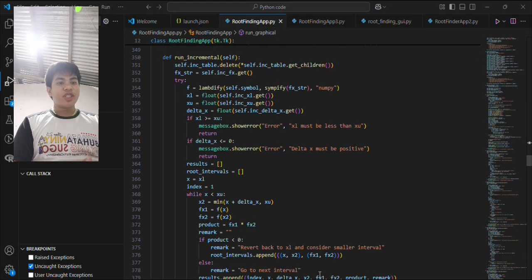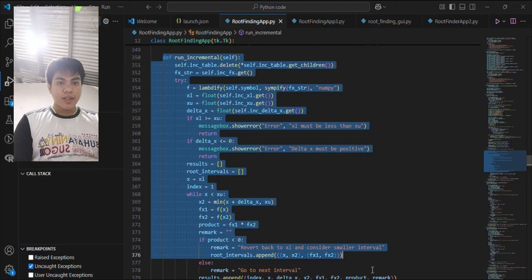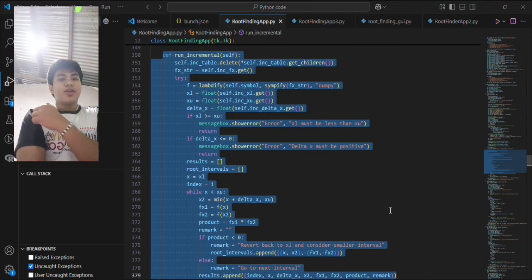Incremental search method checks a function's value at regular intervals, starting from a given point and moving by a fixed increment. It finds a subinterval where the function changes sign, meaning a root likely exists in the interval. So here in run incremental, let's talk about it step by step.